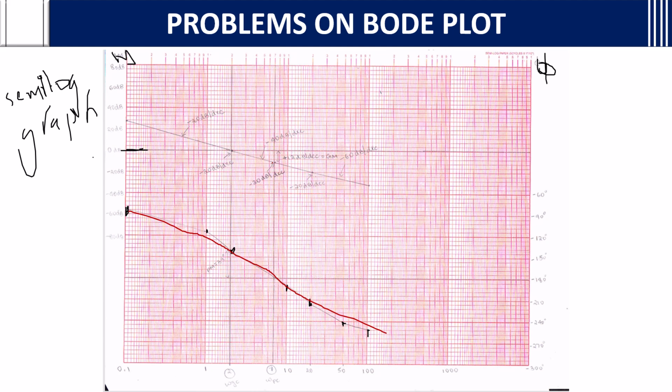Which plot is this? It is the phase plot. The phase plot is done. Now the whole Bode plot is done. From this, what you can find is the gain margin and the phase margin. If you see here, the gain margin is calculated at the point where the phase crosses minus 180. So this will be the phase crossover frequency. This is the phase crossover frequency.